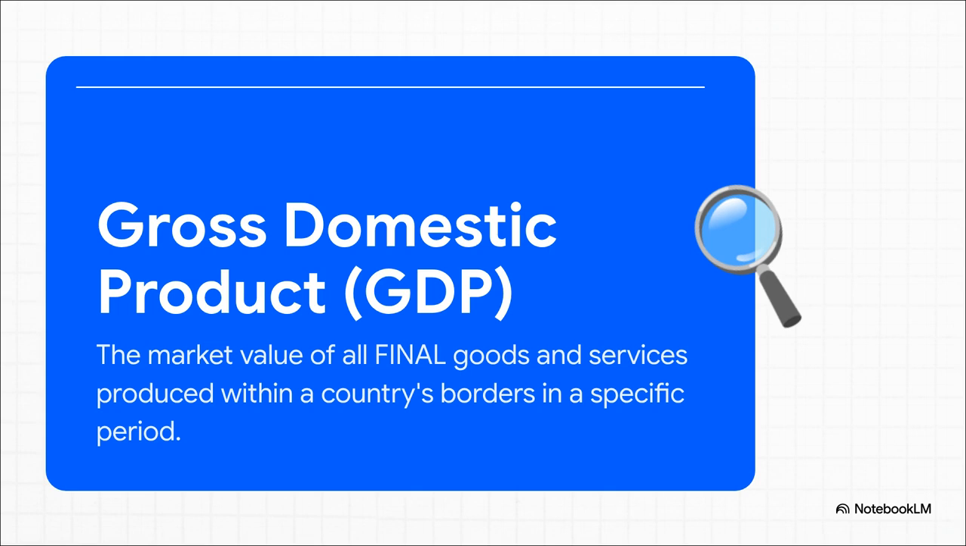The definition is really precise, and it's worth knowing. It's the market value of all final goods and services. So we count the finished car, not the tires and the steel that went into it. And it has to be produced within a country's borders in a specific time frame, usually a quarter or a year. It's the headline number for an economy's total output.